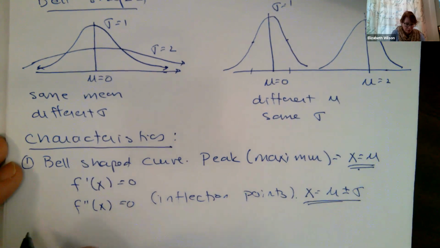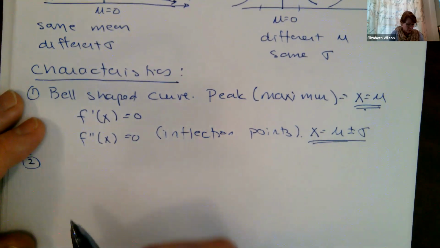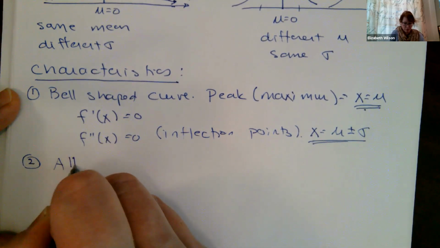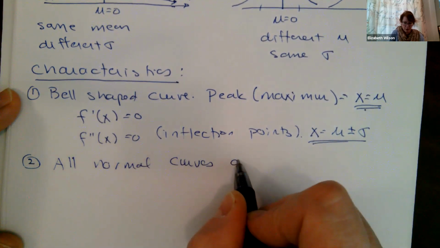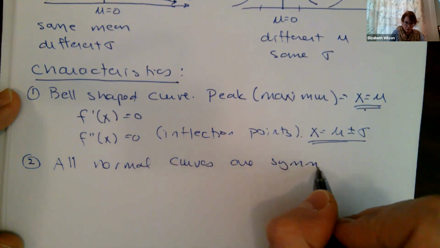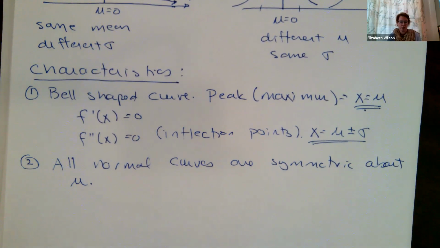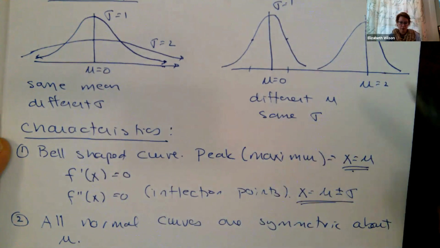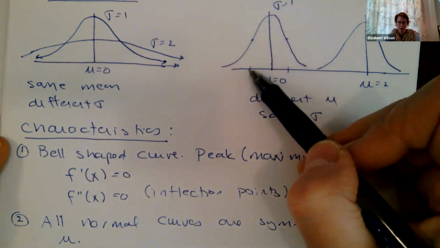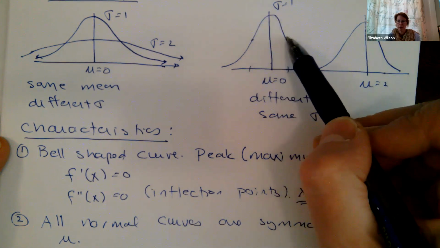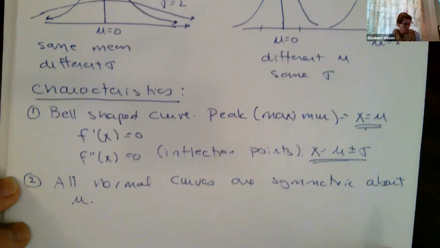Our second characteristic is that all normal curves are symmetric about the mean. That's a really important characteristic. If they're all symmetric about this mean, then this part here is equal to this part right here. This whole area under this curve is basically symmetric about that mean. It's a very important characteristic of our normal curve.